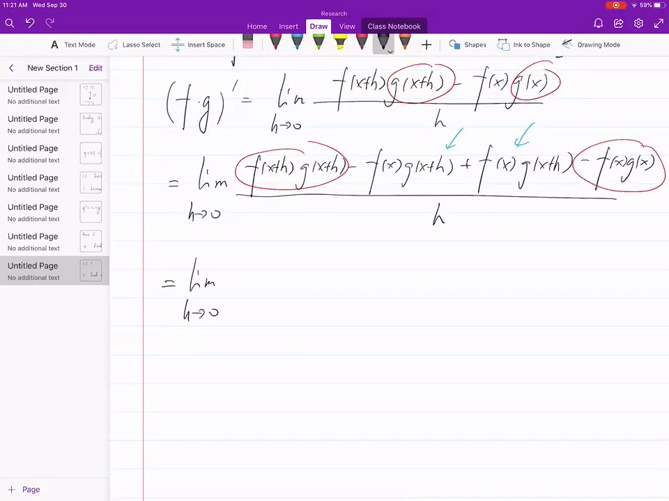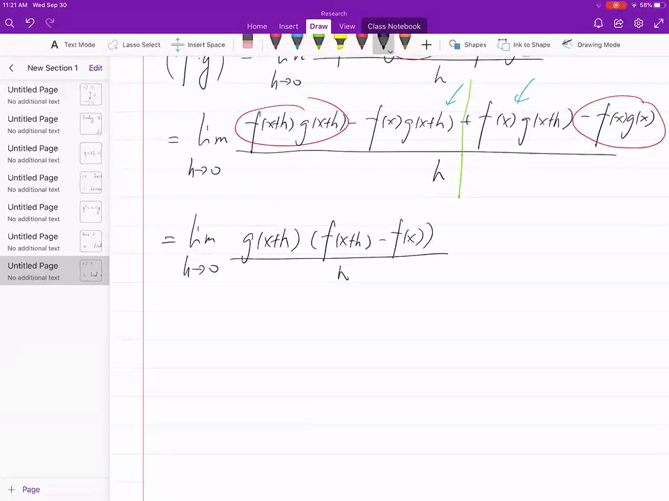Let's look at part one, which is the first half. Now you can see the first half has this one in common. Therefore, I can take this out, the whole thing divided by h. Good so far?